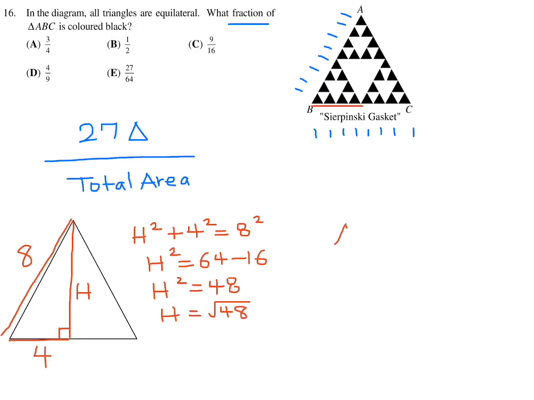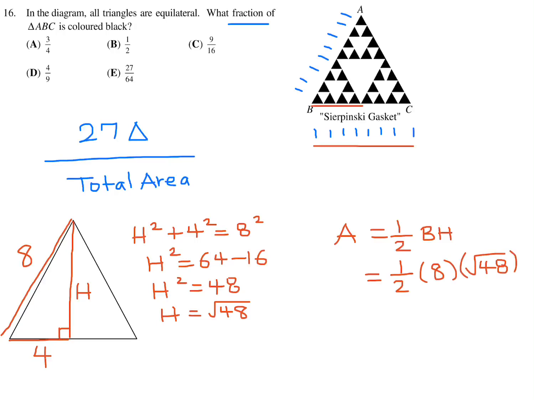Now we can figure out the area of this triangle. It's essentially 1/2 times base times height. That's the formula for area of a triangle. The base is 8, and the height is the square root of 48. So this essentially becomes 4 times the square root of 48. So we've got this part here, the total area. Now we need to figure out the area of those tiny black triangles.